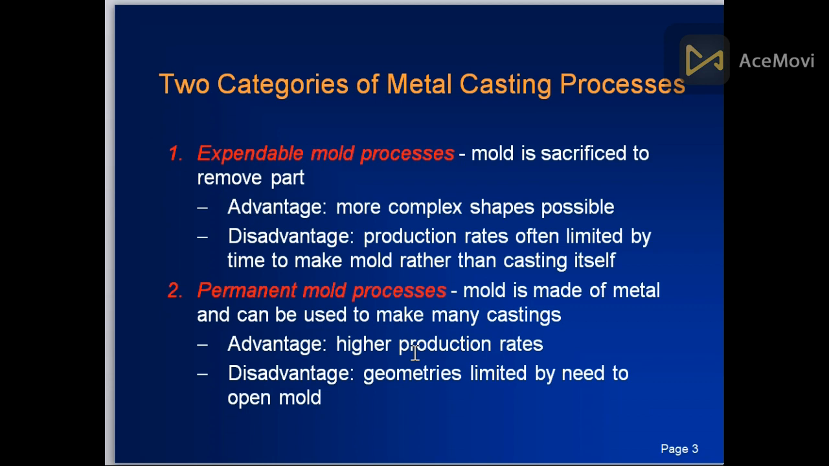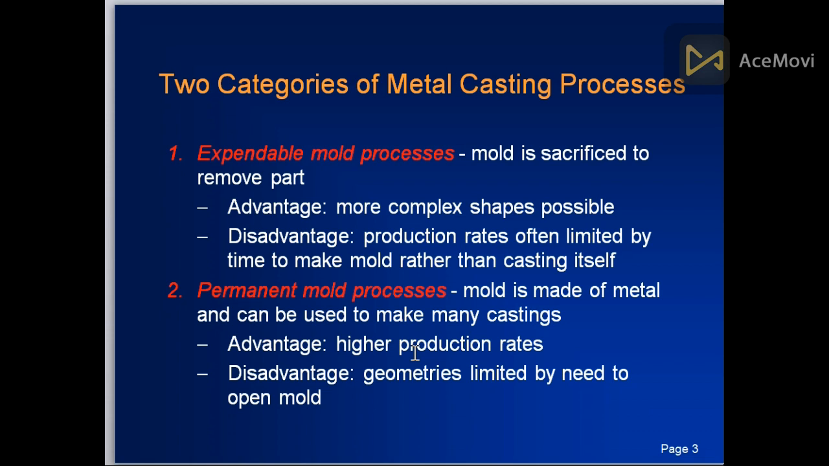Basically, there are two categories of metal casting processes. First are expendable mold processes. The mold is sacrificed to remove the part. What is meant by this? It means that when the molten metal is poured into the mold, it becomes solidified. Then for the extraction of the part, we have to break the mold because it is a sand mold.